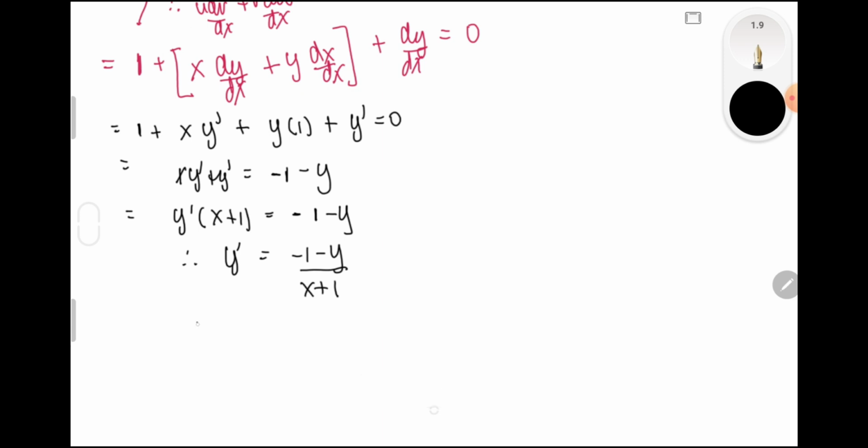So therefore, we may say that our y prime is equal to negative 1 plus y all over x plus 1. Okay?